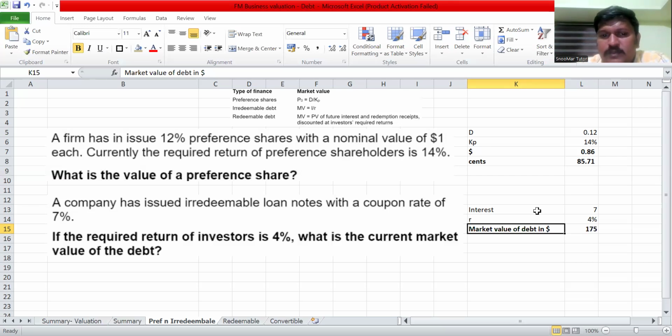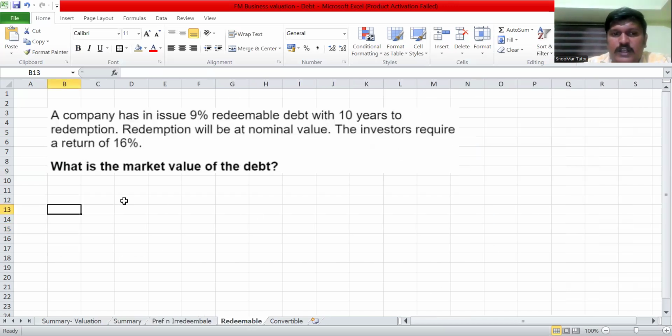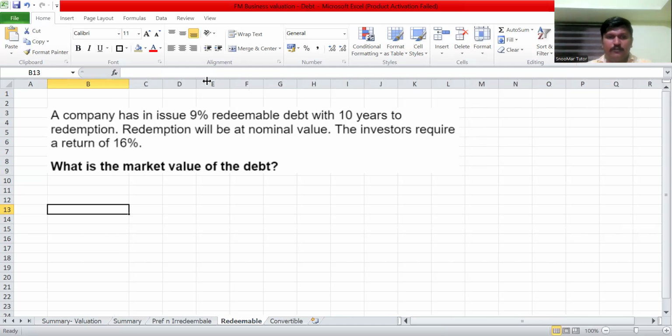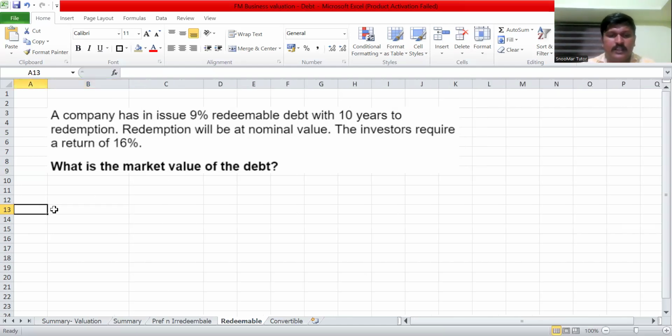Now coming towards a little bit tricky situation for a redeemable basis. As you can see over the question here, we have so much more information than the other one. A company has issued 9% redeemable debt with 10 years to redemption, and redemption will be at nominal value, and the investors require a return of 16%. Now I need to rearrange this, putting it in a format we need to follow. One thing is the year or term. Then you need to look at the cash flow, and then the amount we are looking at.